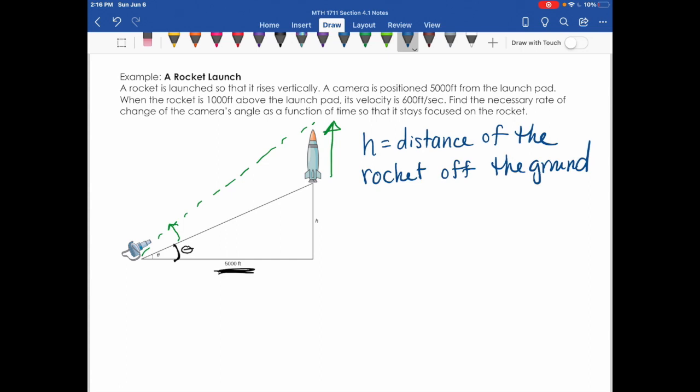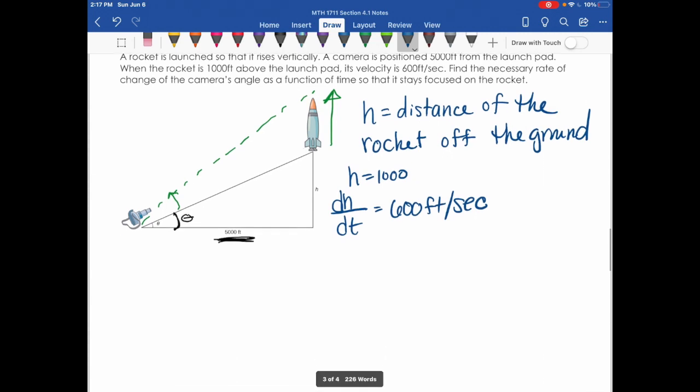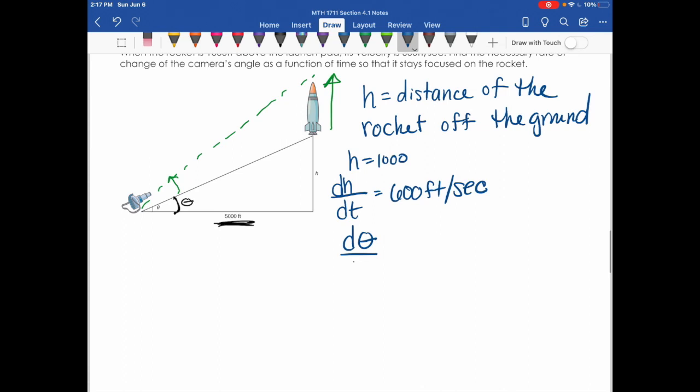So in step 2, we need to identify our variables of what we have and what we need. So in the problem, it tells us that when the rocket is 1,000 feet above the launch pad, we know that h is 1,000, then the derivative of h with respect to t, that's the change in height in terms of time, that's the velocity, that's going to be 600 feet per second. Now, the question is asking us to find the change in the angle with respect to time. So this is what we're trying to find.